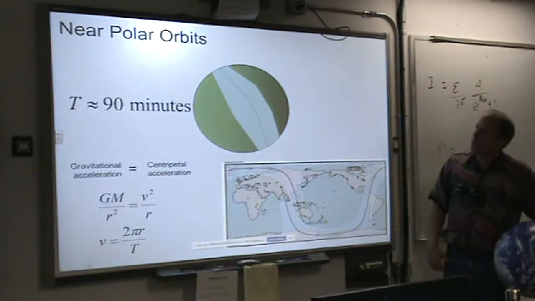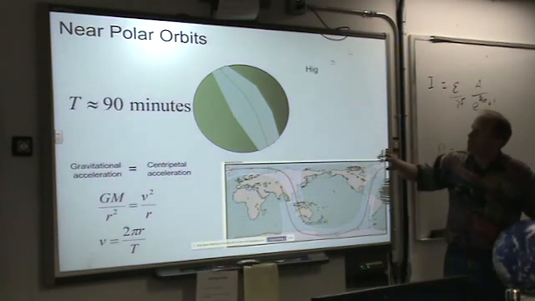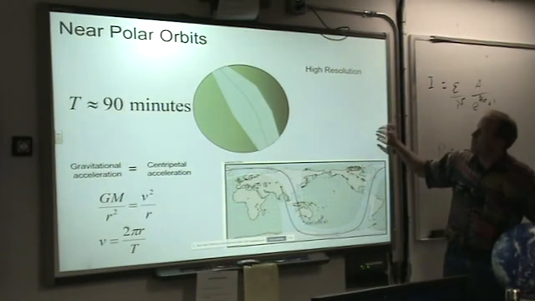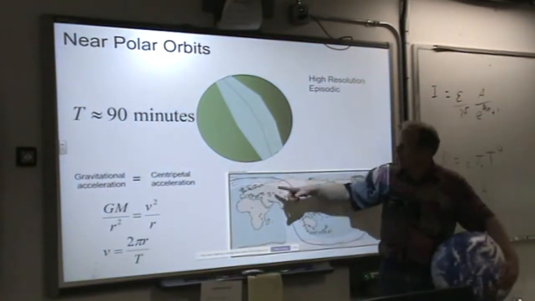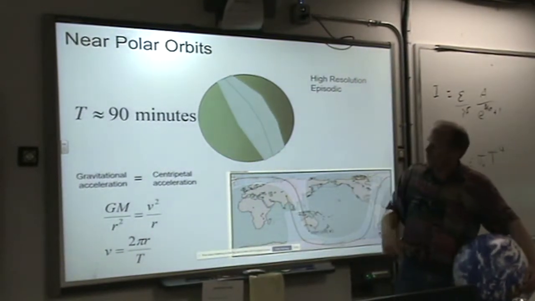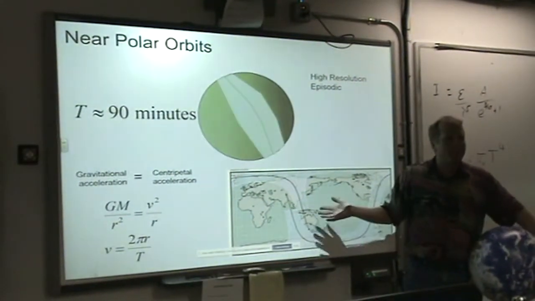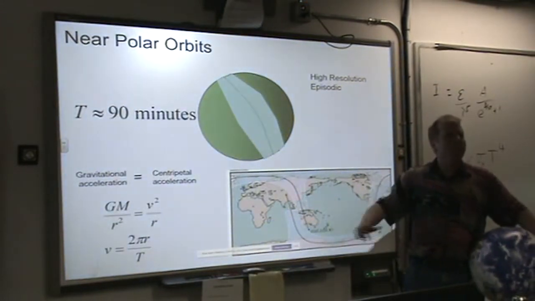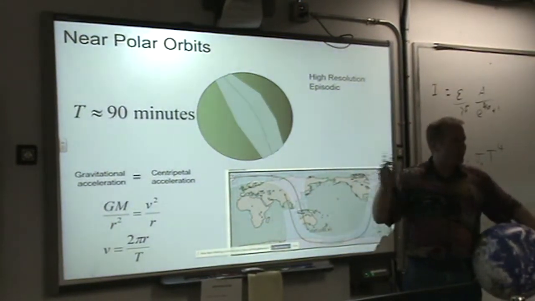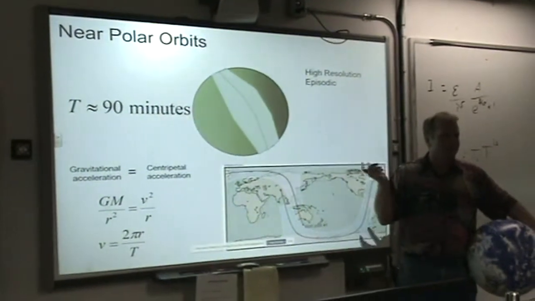There is a problem with the near polar orbit. Well, first of all, it could be high resolution, but episodic, because you may think, oh, I just have to wait 90 minutes, I'm going to see the same thing again, but you don't, because it's moving. You have to wait typically a whole day before you're going to see the same point over again on the Earth's surface.